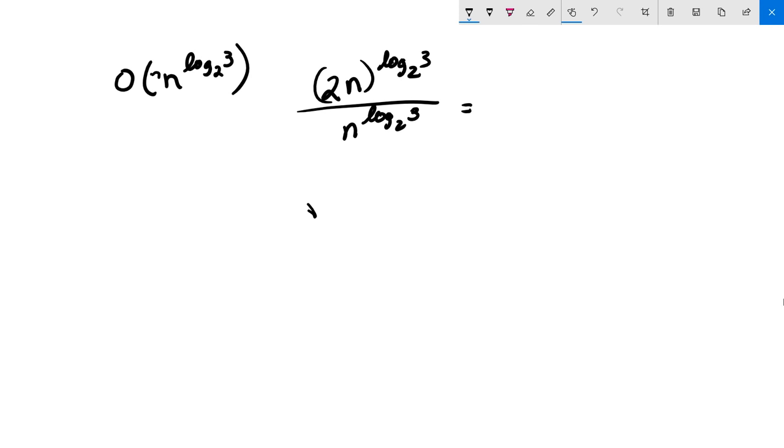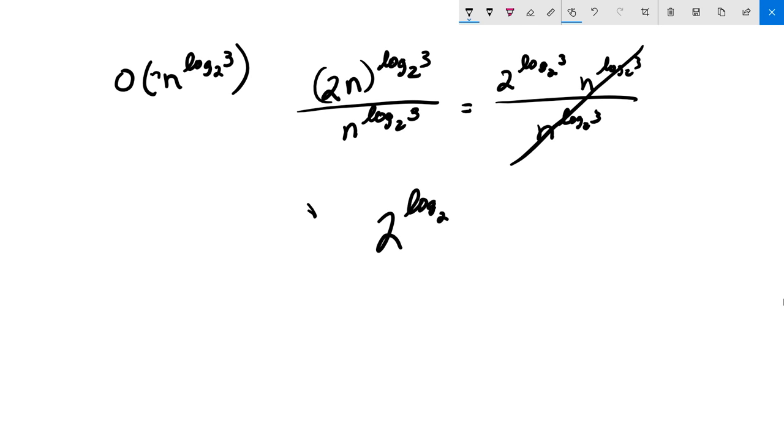And how does that simplify? What can we do about this 2n raised to a power? We can say 2 to the log base 2 of 3, times n to the log base 2 of 3, divided by n to the log base 2 of 3. That cancels out, and you're just left with 2 to the log base 2 of 3. Raising to an exponent is the inverse of taking a log to a base, so that just cancels out, and that's 3. So if what you remembered was the approximation 1.79, and you don't remember it, then you're going to have a hard time coming up with the doubling behavior on the fly. But if you just leave it symbolic, the doubling behavior is easy to come by.